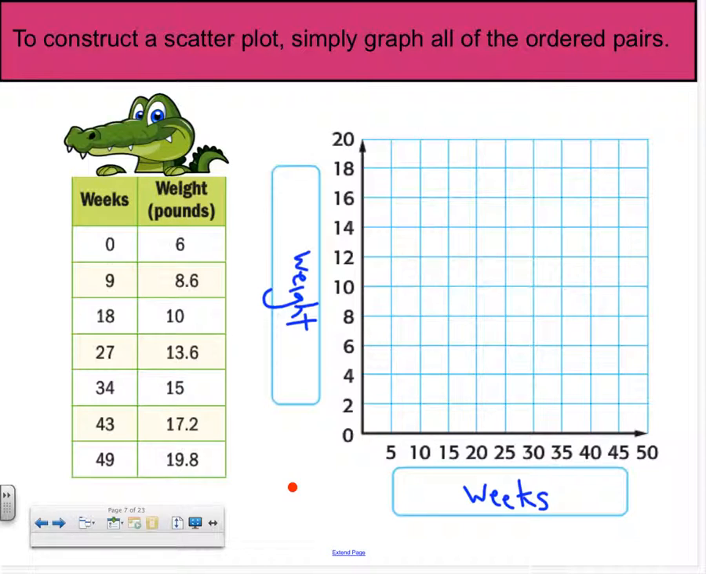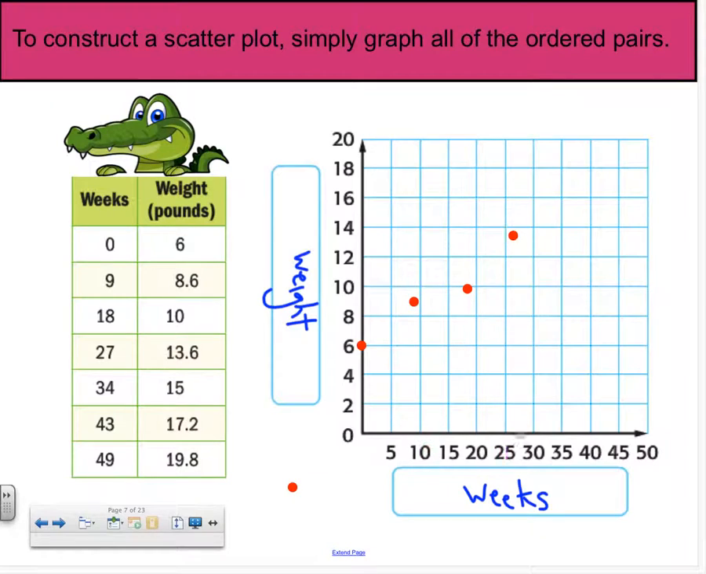So at 0, so at birth, the alligator weighed 6 pounds. After 9 weeks, it was 8.6. Now you should notice that there's some estimation happening. When we're trying to estimate something like 8.6, we may not get it exact, but that's okay. When dealing with scatter plots and graphing coordinate pairs, there is going to be some estimation involved. The third data point would be after 18 weeks, it was 10 pounds, so somewhere in that neighborhood. After 27 weeks, it was 13.6, so maybe somewhere right about there.